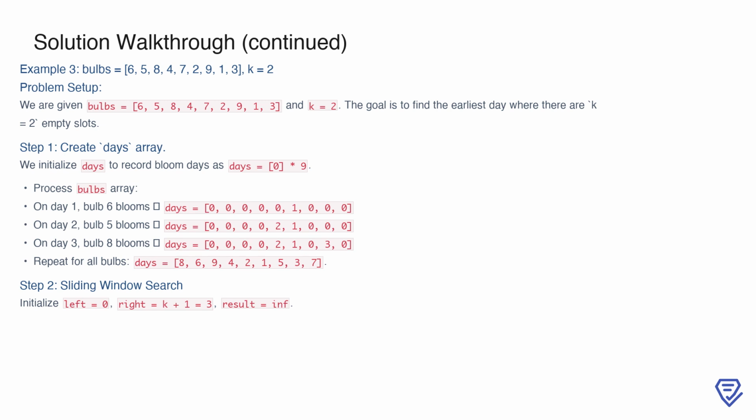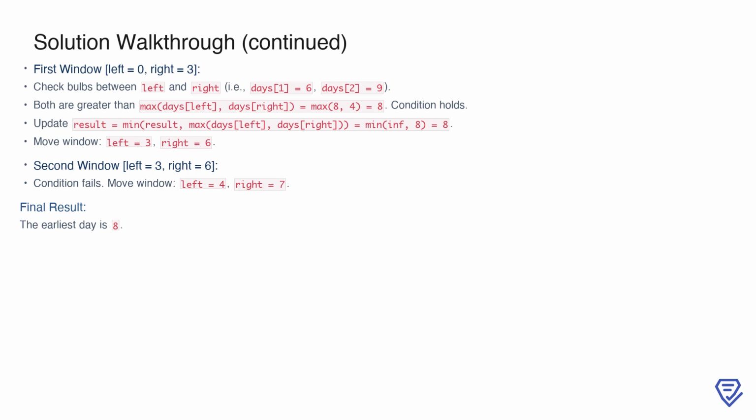Repeating this process for all bulbs, we eventually get a final days array of 8, 6, 9, 4, 2, 1, 5, 3, 7. Next, we initialize the sliding window with left equals 0, right equals k plus 1 equals 3, and result equals INF. For the first window, we examine the bulbs between the left and right indices, which are days[1] equals 6 and days[2] equals 9.